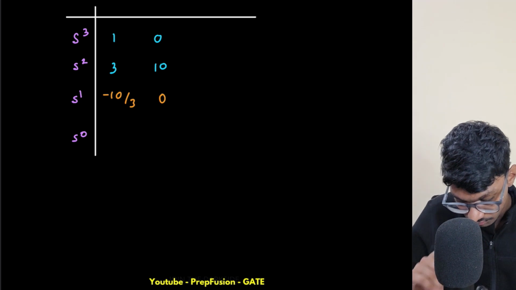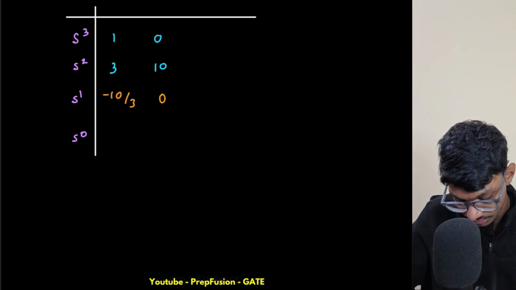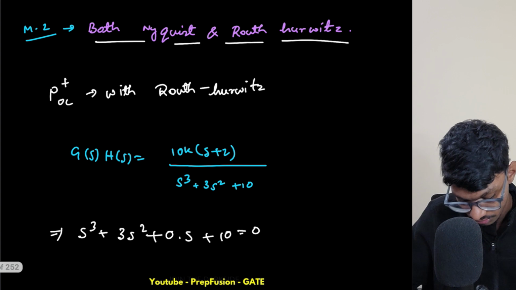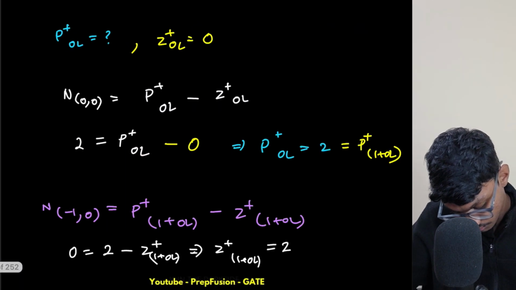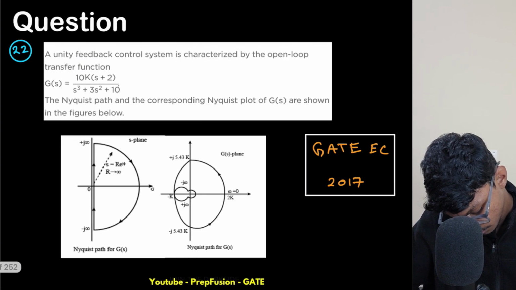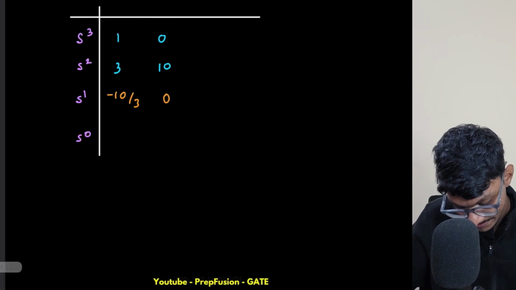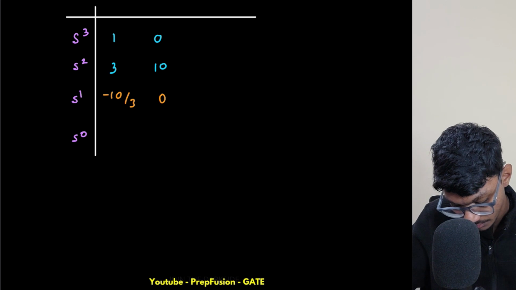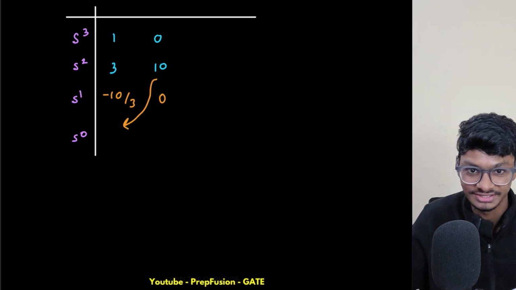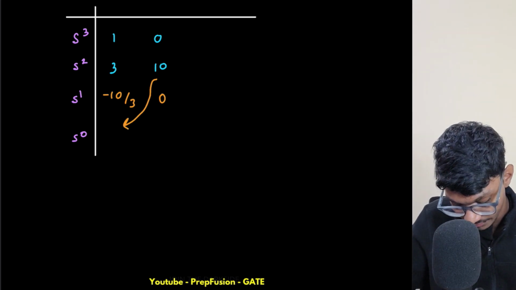Okay, and what is this? Am I doing this correctly? This was s square, right? Yeah, s cube, s square, yeah. And this will come directly over here, right? You remember, we studied it. So this will directly come over here. This is 10 and this is 0 itself.